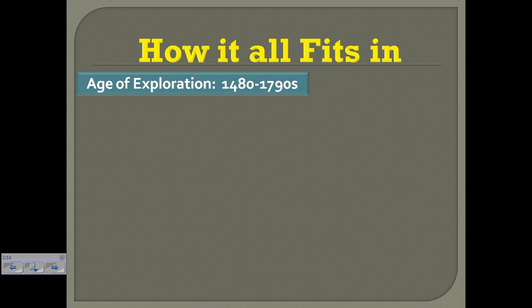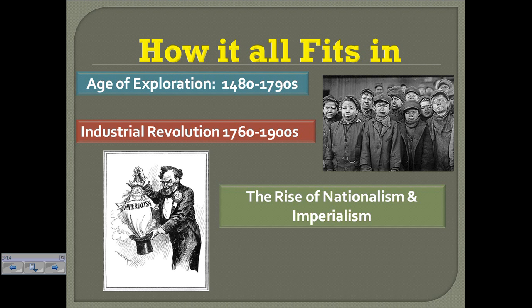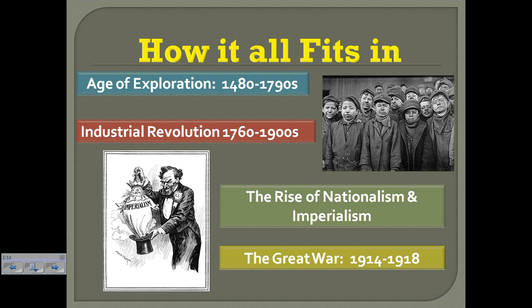From 1480 to 1790, that's when Europeans began colonizing all over the world. As they brought those goods back from around the world, England began to industrialize, followed by Germany and other nations. However, European nations began to emerge in the feeling of nationalism, which is pride in your country, and they also began to take over the way of life of a country, which is called imperialism, which Mr. Walter is going to talk about. This will ultimately lead us into our next unit on the Great War, which is World War I, which happened in 1914.